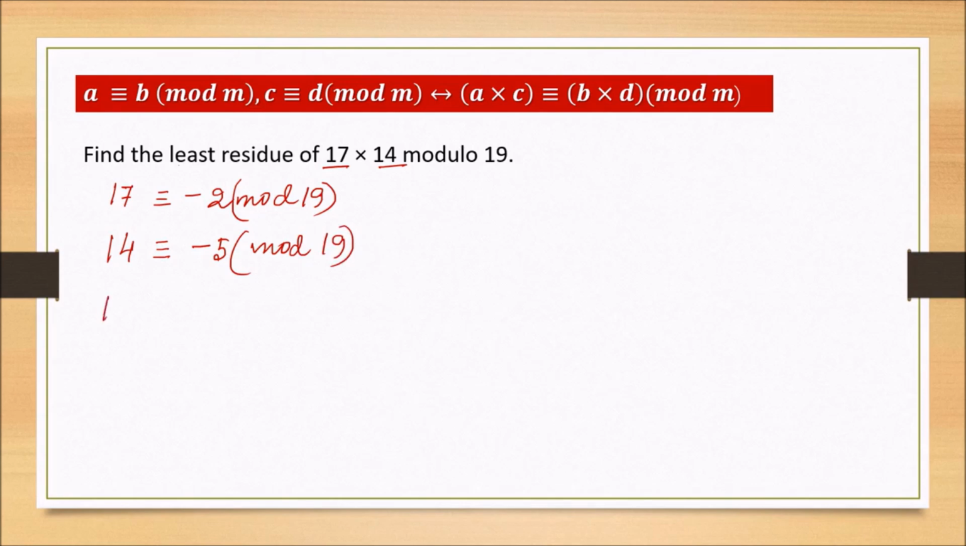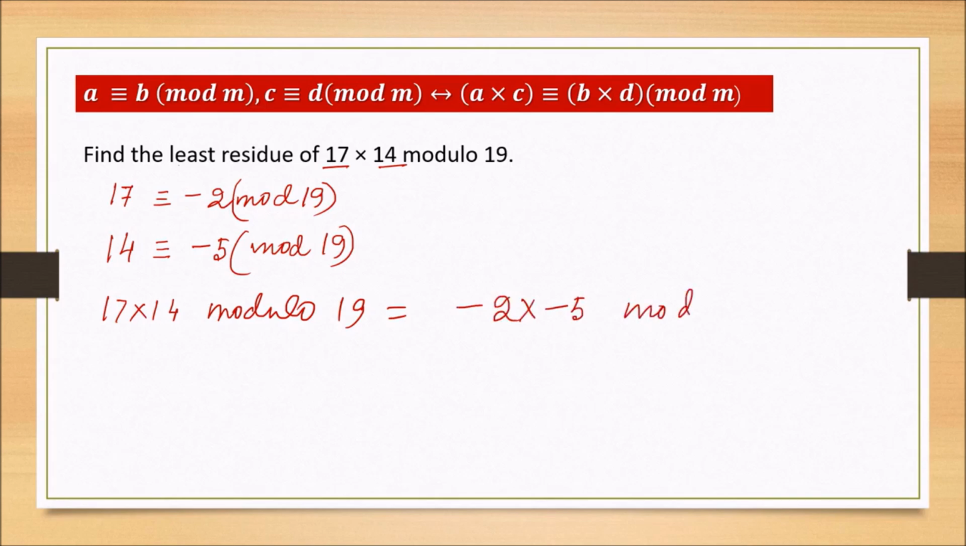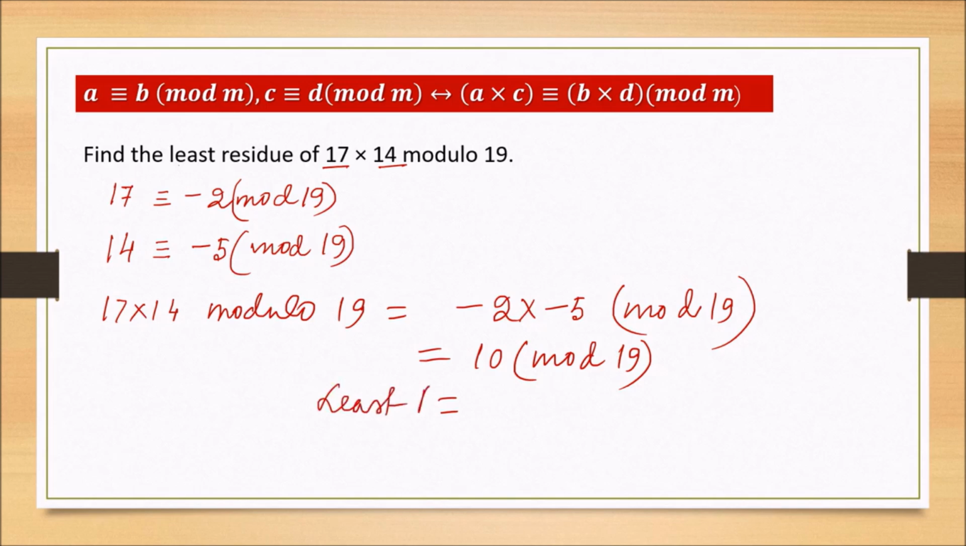Now, when I write 17 multiplied by 14 modulo 19, it is the same as negative 2 multiplied by negative 5 modulo 19. So this is equal to 10 modulo 19. 10 modulo 19, 10 is the remainder, or least residue is 10.